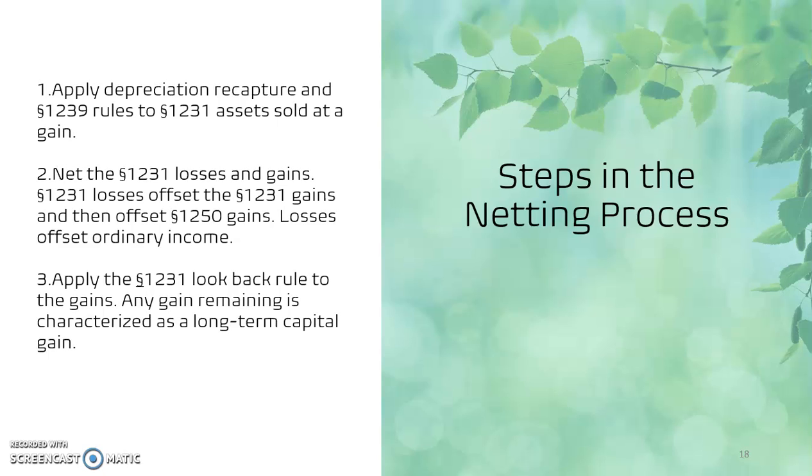So what are the steps in the netting process? Step 1. Apply depreciation recapture and Section 1239 rules to Section 1231 assets sold at a gain. Step 2. Net the Section 1231 losses and gains. Section 1231 losses offset the Section 1231 gains and then offset Section 1250 gains. The losses offset ordinary income. Step 3. Apply the Section 1231 look-back rule to the gains. Any gain remaining is characterized as a long-term capital gain.